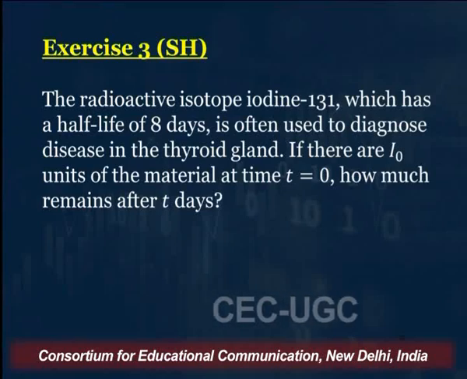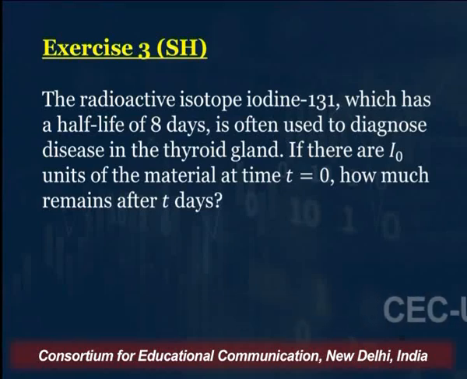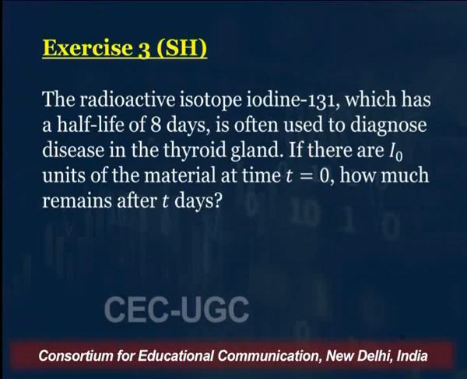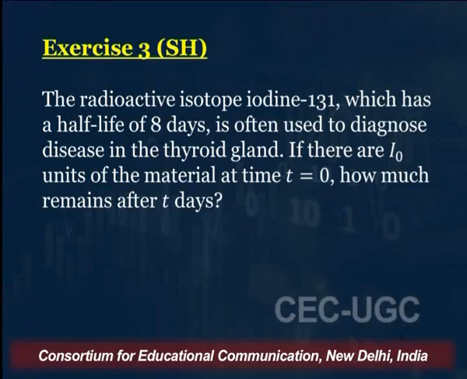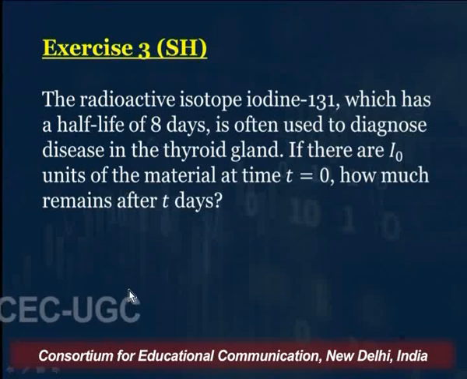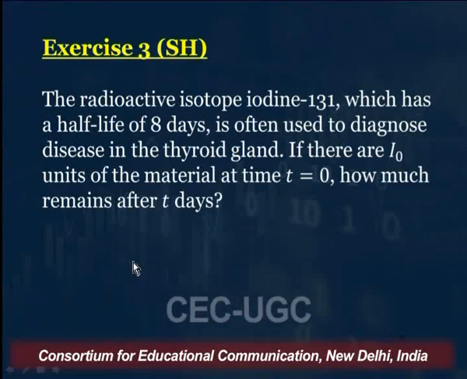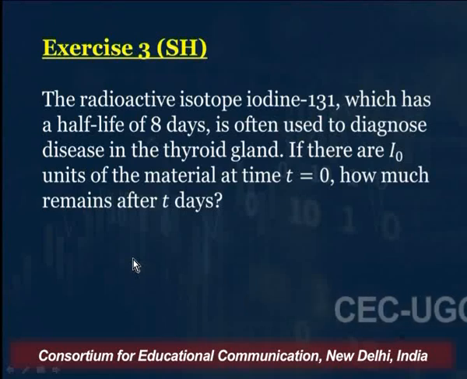Okay, so as I was saying, let us flip things around and now look at a problem of decay. Here you have a problem which revolves around a radioactive isotope iodine-131, which has a half-life of 8 days. So here you have the concept of decay coming in, which is to say in 8 days the quantity of iodine-131 becomes half of what it was originally at the initial time. Now this isotope iodine-131 is often used to diagnose disease in the thyroid gland.